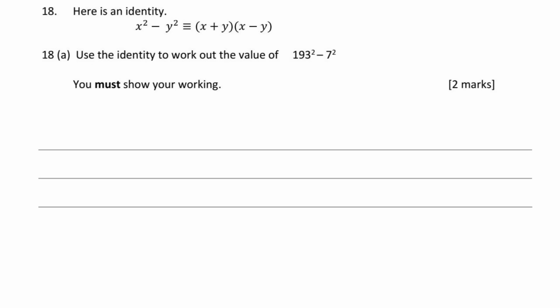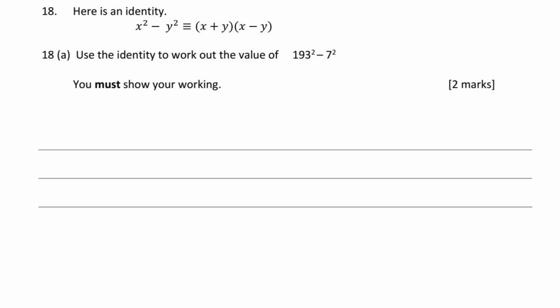Question 18. Here is an identity. X squared minus y squared is identical to x plus y, x minus y. Now you should be very familiar with this identity. It's what we call the difference of two squares. I've got two squares that I'm subtracting or finding the difference of, and we're told that that's x plus y, x minus y. Okay, so use the identity to work out the value of 193 squared minus 7 squared. You must show your working.